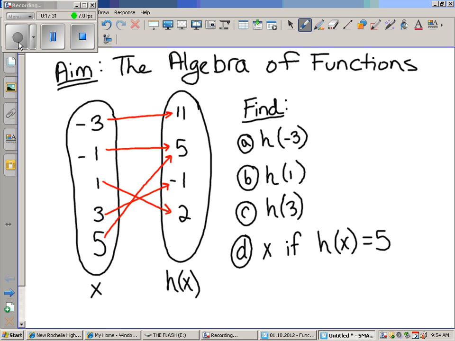So how much is h at -3? Yeah, it's equal to 11. Very nice, Sean. How about, what's h at 1? Yeah, because it moves from 1 to 2. The function maps 1 to 2. How much is h at 3?